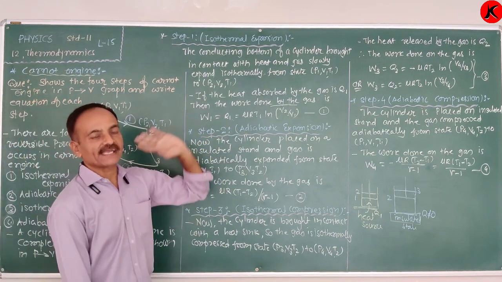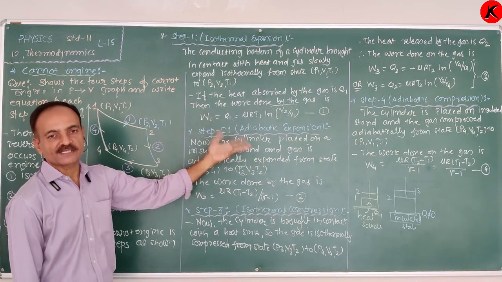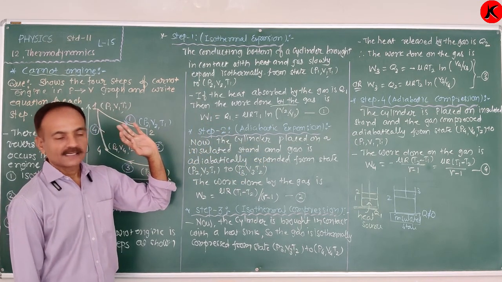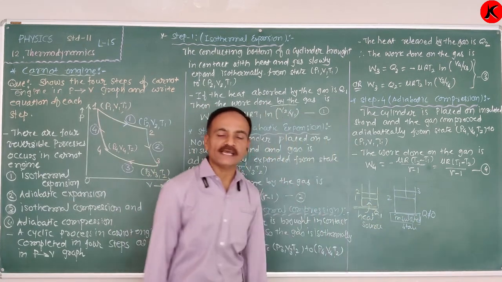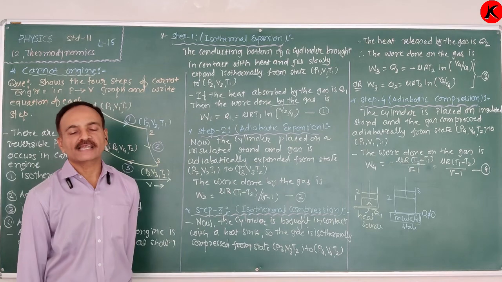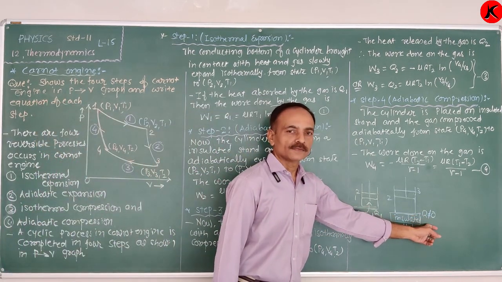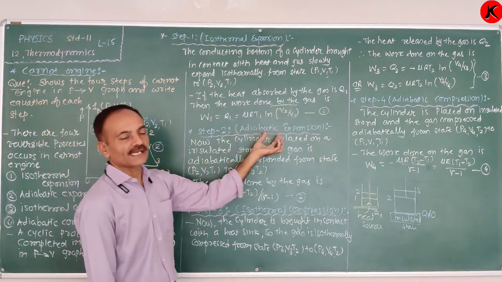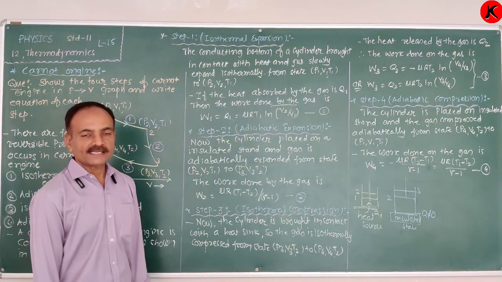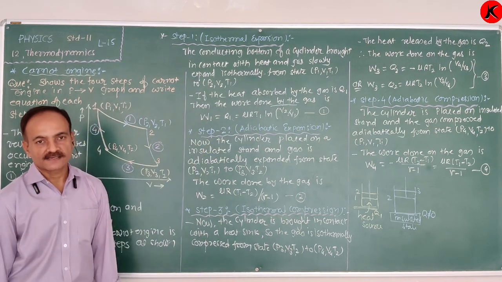Again, step 2 to 3 is adiabatic expansion. Here, no exchange of heat takes place for the adiabatic process, because we place the conducting bottom of the cylinder in contact with the insulated state. Therefore, the exchange of heat is 0. Due to that, this step is known as adiabatic. The gas also expands, therefore adiabatic expansion.